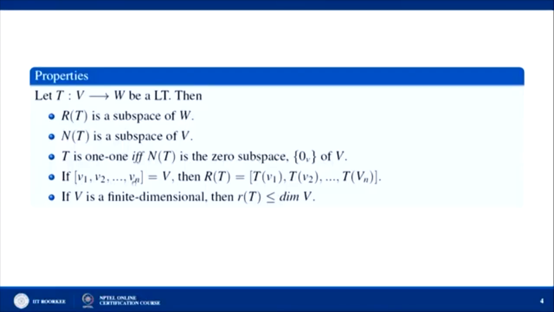The next result is, if the span of v1, v2 up to vn equals V, then the range of T is nothing but the span of T(v1), T(v2) up to T(vn). Again it is easy to show. Span of v1, v2 up to vn is equal to V, and we have to show that R(T) is the span of T(v1) up to T(vn). Now T(vi) belongs to R(T) for all i, because T(vi) is simply the image of vi. So by the definition of R(T), T(vi) belongs to R(T).